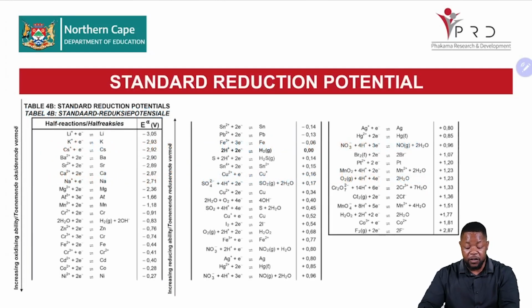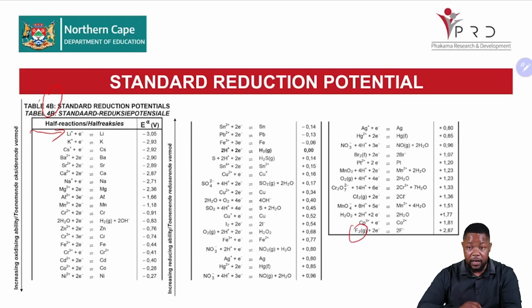The standard reduction potential. We are going to use the standard reduction potential to determine which substance undergoes oxidation and which substance undergoes reduction in an electrochemical reaction. Now, if we look at the standard reduction potential, we are looking at the 4B. There are two of them, a 4A and a 4B. They are the same. The difference is that on the 4B, we are going to have lithium as the first one, and then we are going to end with fluorine.